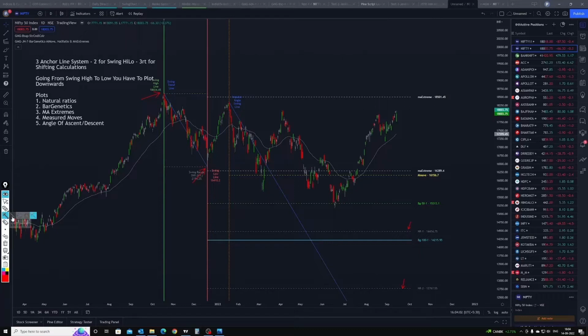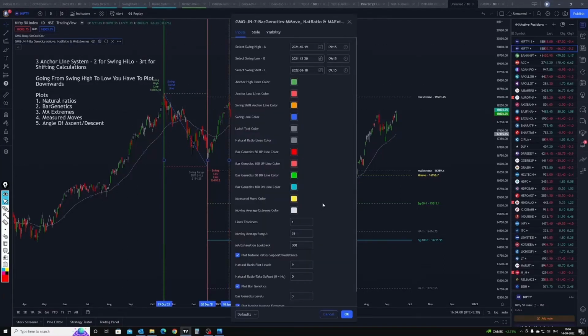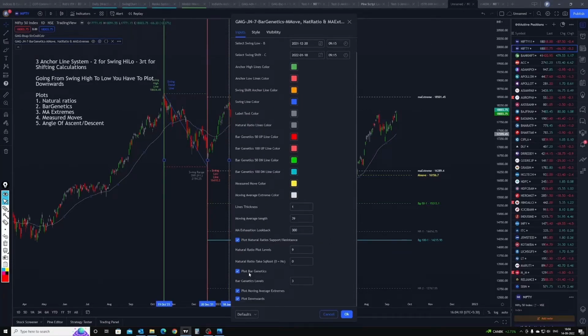So one more thing to know about the natural numbers is the setting part. In the setting part, what I'll do, I'll first disable everything so that you can understand things better. So natural ratios plot levels are 9. Natural ratio takes square root is 0.